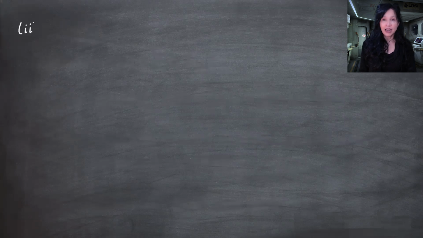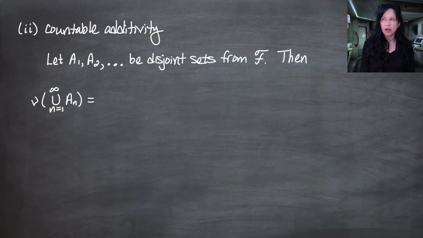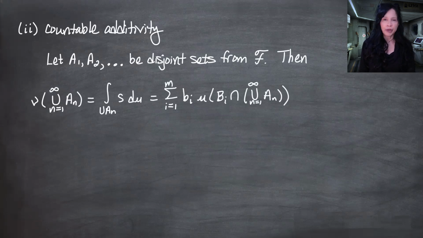For countable additivity, I want to take some sets, capital A1, capital A2, etc., disjoint out of curly F, and I want to consider the nu measure of the countable union as n goes from 1 to infinity of the A_n. Now, by definition, this is the integral of S d mu over this countable union, and by definition, we're integrating a simple function. This is the sum as i goes from 1 to M of the little b_i's times the mu measure of the capital B_i's intersected with this countable union. But you can rewrite the B_i intersected with the countable union as the countable union of the B_i intersected with the individual A_n's.